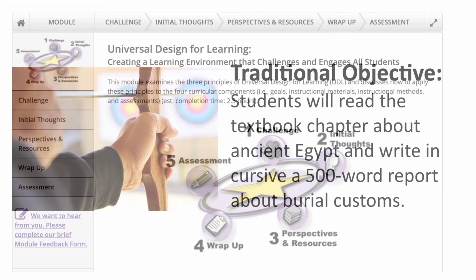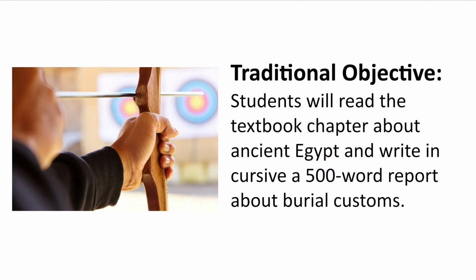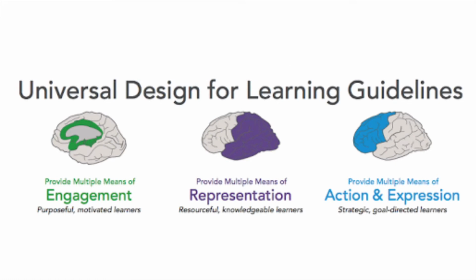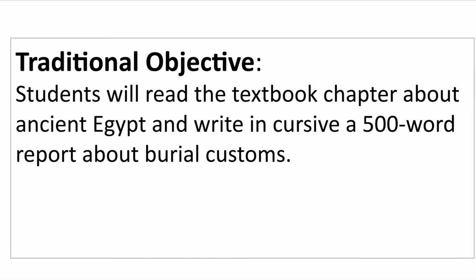It presents a traditional learning objective. Students will read the textbook chapter about ancient Egypt and write in cursive a 500-word report about burial customs. This goal represents barriers in all three networks addressed in the UDL guidelines: engagement, representation, and action and expression. Engagement issues are not addressed in this traditional objective.